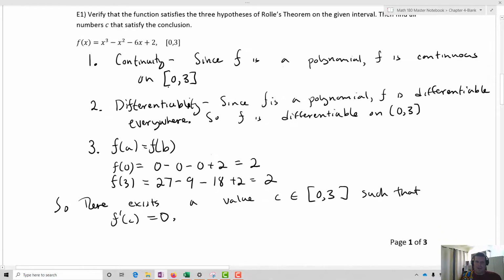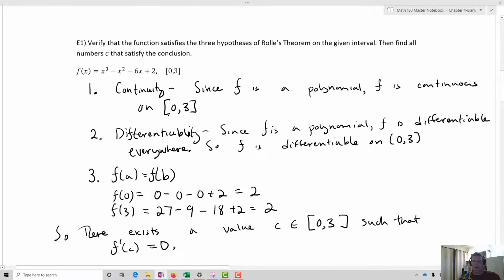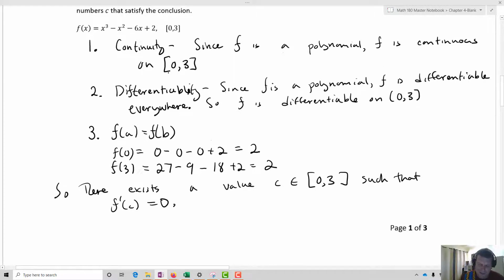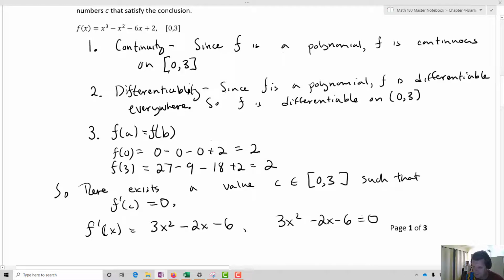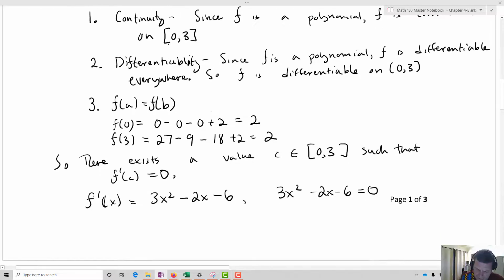So now what I'm going to do is find the values of c. So f prime of x, excuse me, is going to equal 3x squared minus 2x minus 6, okay? Then we're going to set that equal to 0. 3x squared minus 2x minus 6 equals 0, okay, just like we were doing before. I'll use the quadratic to solve this one. And the nice thing is that I actually, in fact, know that this is going to give me a value.